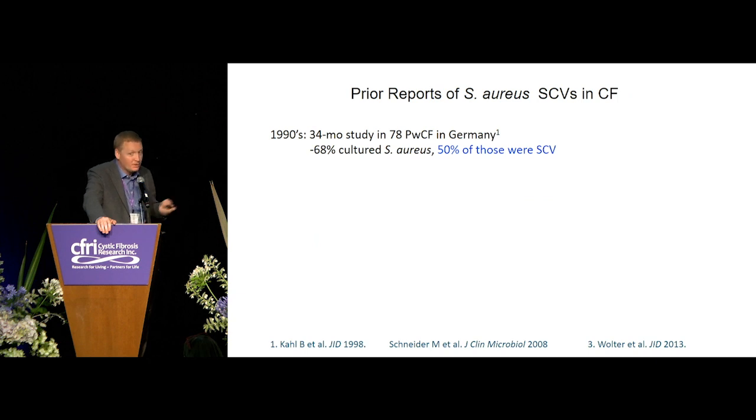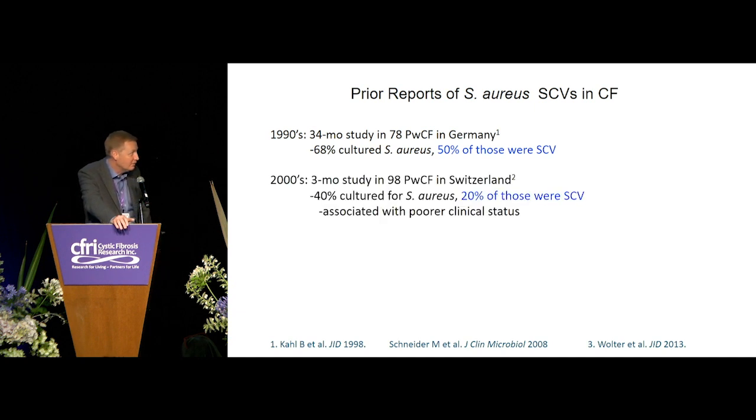So several years ago now, a group in Germany looked at their center, and this included both children and adults at the time, about 80 people, and they looked for a 3-year period. During that 3 years, about 70% of their population grew staph. Half of those people during that 3 years grew a small colony variant. They basically put in place into their laboratory the culture methods needed to identify those.